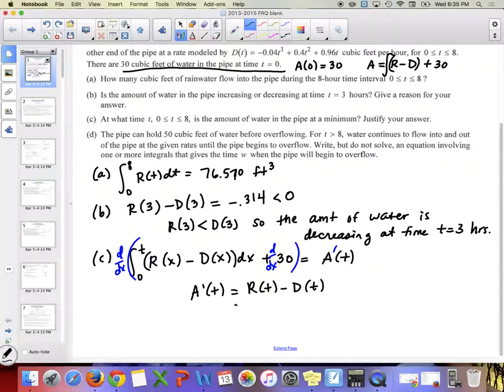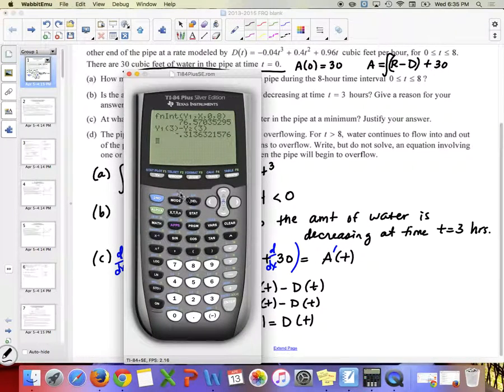So I want to find when that's equal to 0. In other words, where is r of t equal to d of t? And since I have both of those in for y1 and y2, I just go to my calculator and find their intersection point. I'm going to make sure my window is from 0 to 8 just so I don't mess myself up and pick a number that's bigger than 8. And I hit graph. And then I find where they intersect each other.